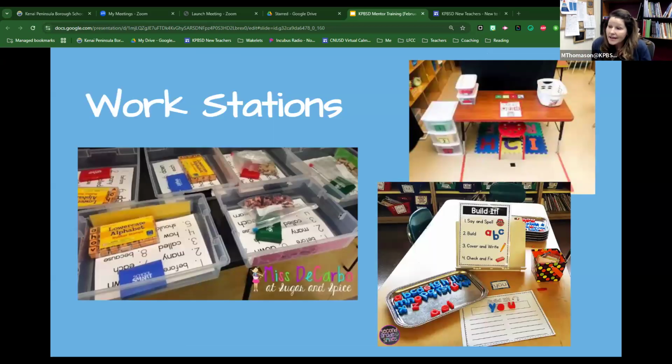And then again, in the SPED world, workstations are super important because it gives students another opportunity to learn and practice a skill. Remember that students with IEPs need multiple opportunities. Direct instruction, discrete trial training, and workstations provide those multiple opportunities to learn the skills.